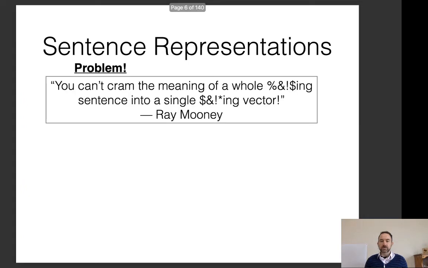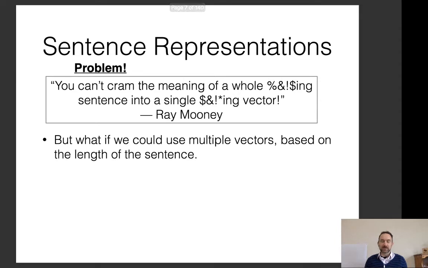And if we think about sentence representations, there could be a problem with this. So basically the problem is that we're asking the model to do a whole lot if we ask it to fit the entire content of a sentence into a single vector. And there's a famous quote by Ray Mooney: "You can't cram the meaning of a whole bleeping sentence into a single bleeping vector," to kind of colorfully describe this.